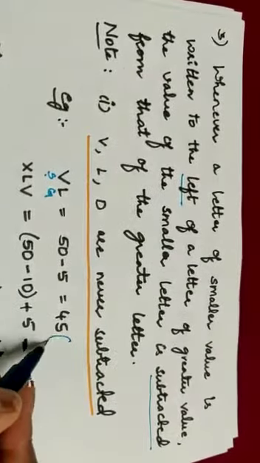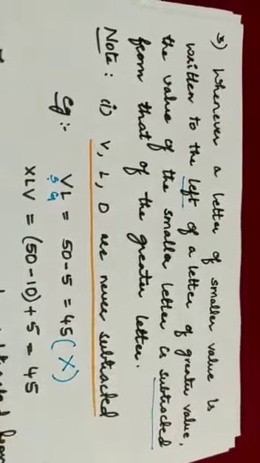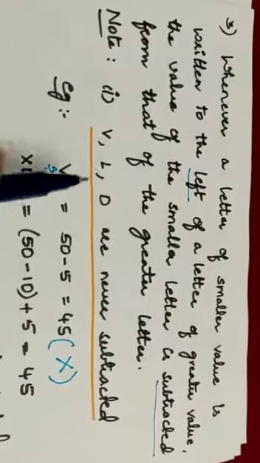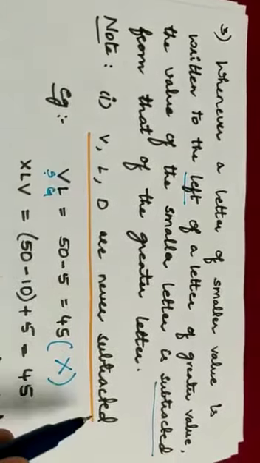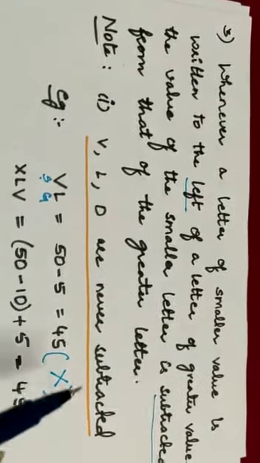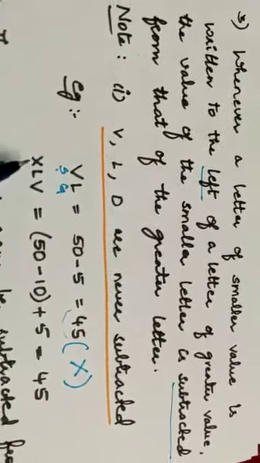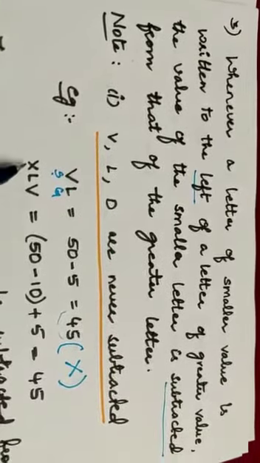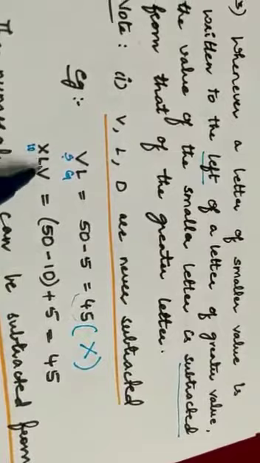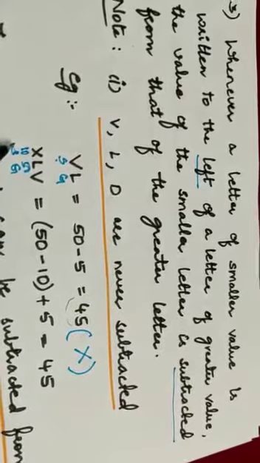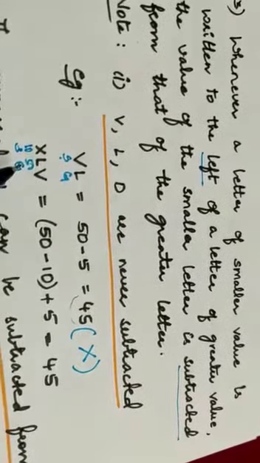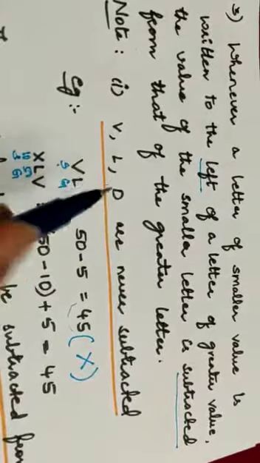Do you think it is correct, children? No, it is wrong. Why is it wrong? Because of the note here: V, L, D are never subtracted. Then how shall we write 45 in Roman numerals? Observe this: XLV. X means 10, L means 50. This is smaller, this is greater. So when smaller is on the left side of the greater, you can subtract. V, L, D are never subtracted, but L and X can be subtracted.